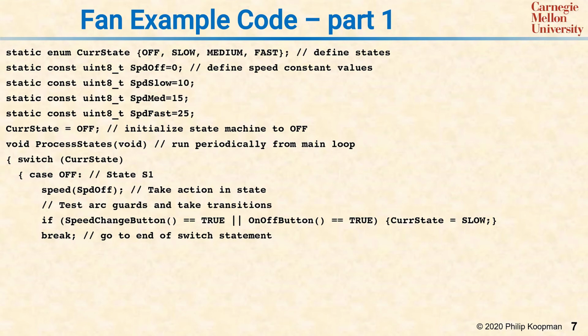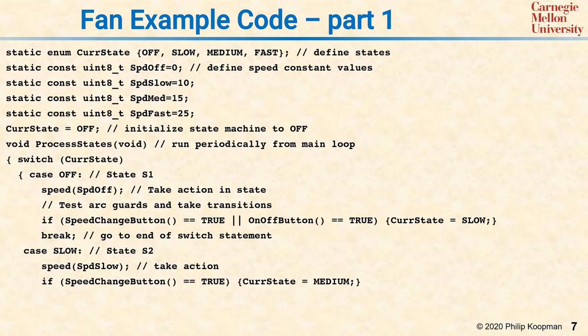Now we march down all the states and do pretty much the same thing. For the state slow, which is S2, we say, well, the side effect is speed slow, so you run the side effect. And in this case, there are 2 output arcs, so there's 2 if statements. The first if statement is if the speed button is true, then set the current state to medium. The second if statement is if the on-off button is true, then set the current state to off. The pattern here is that first you do the side effect, and then each outgoing arrow has an if statement that changes the state if the guard is true.